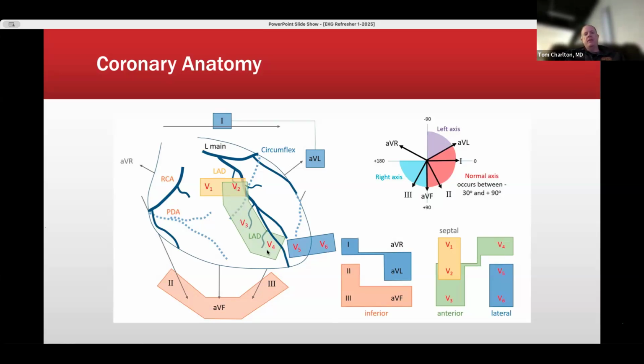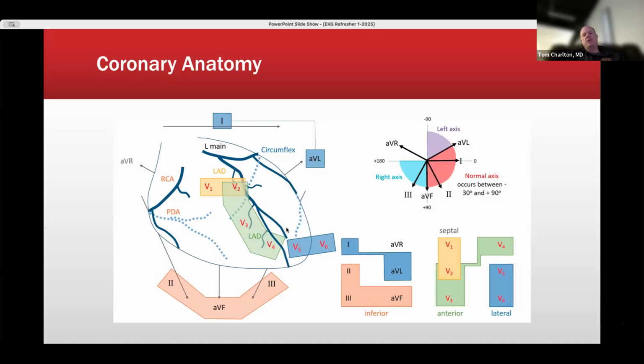V2, V3, V4, those are considered your anterior STEMI. Those are also part of the left anterior descending. The difference being it's further down that left anterior descending, okay? So if you see your maximum ST elevations at V4, that's probably where the blockage is most pronounced.